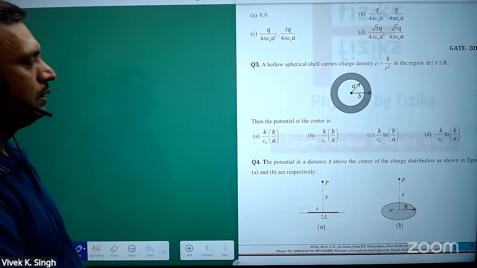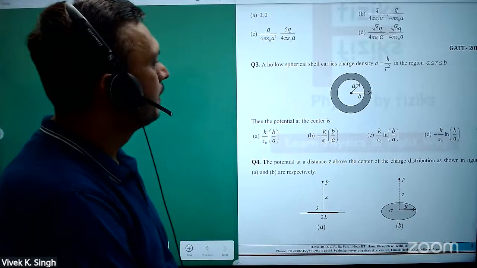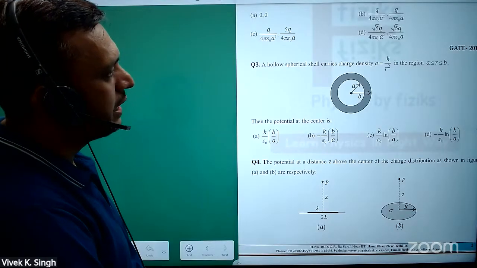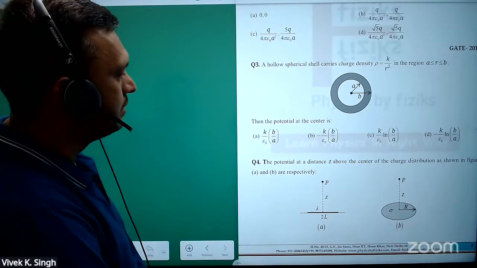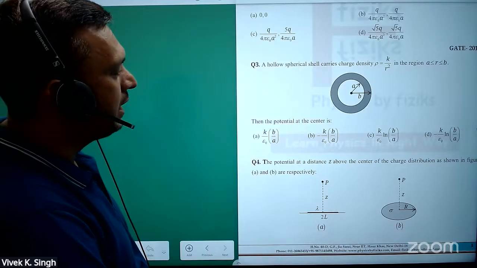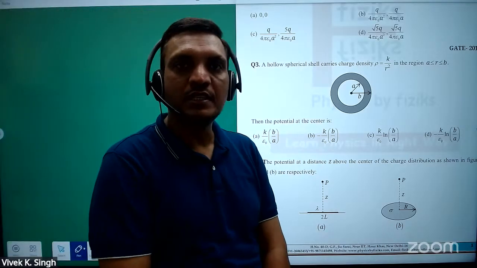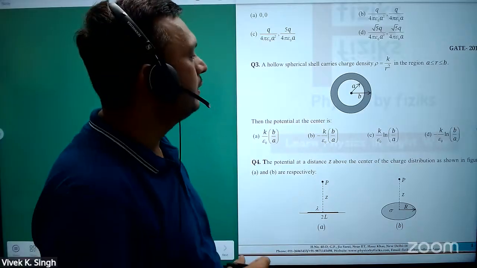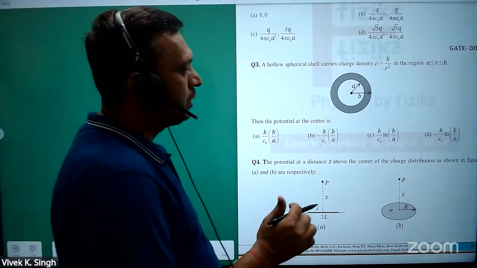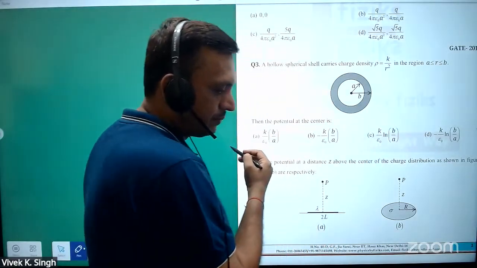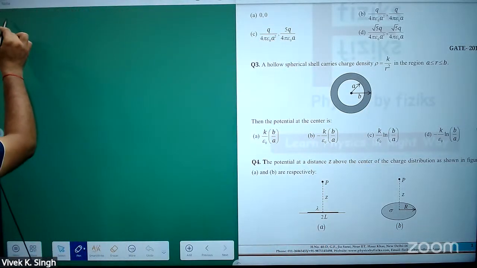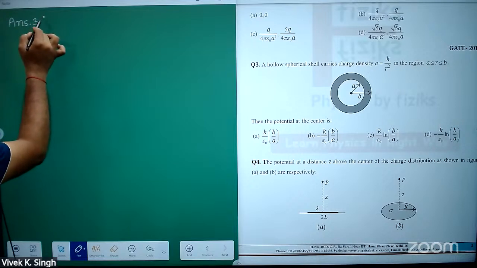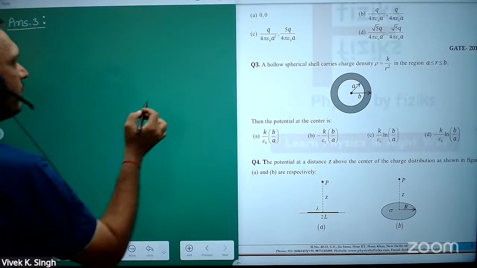So you have a hollow spherical shell which carries charge density rho is k by r square in the shaded region. Then find the potential at the center. How will you get the potential at the center? If you know the electric field in different regions, only then you can write the potential. So we have to first write the electric field in different regions. So let's see how we will write the electric field in different regions.